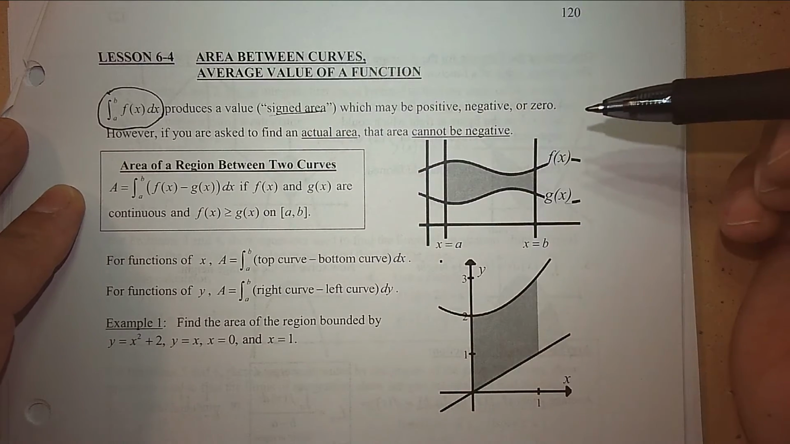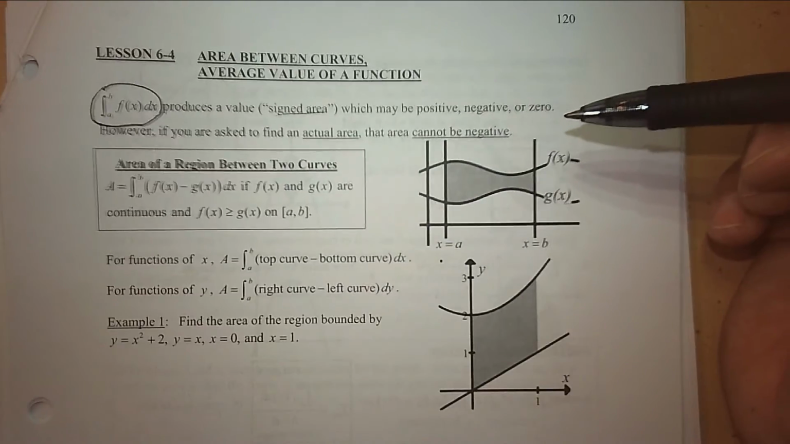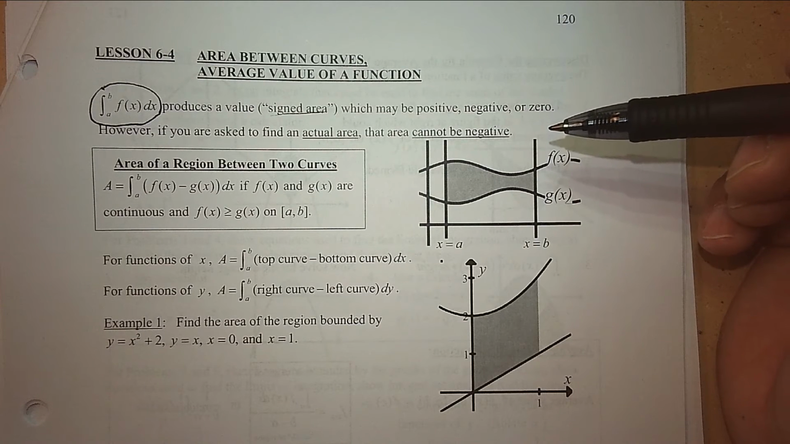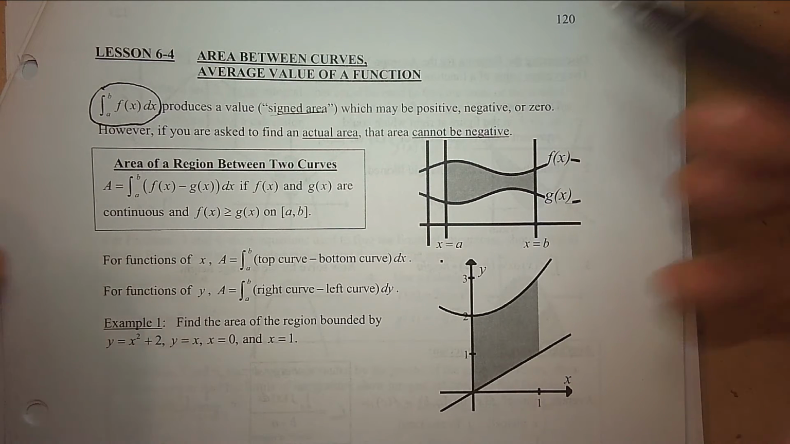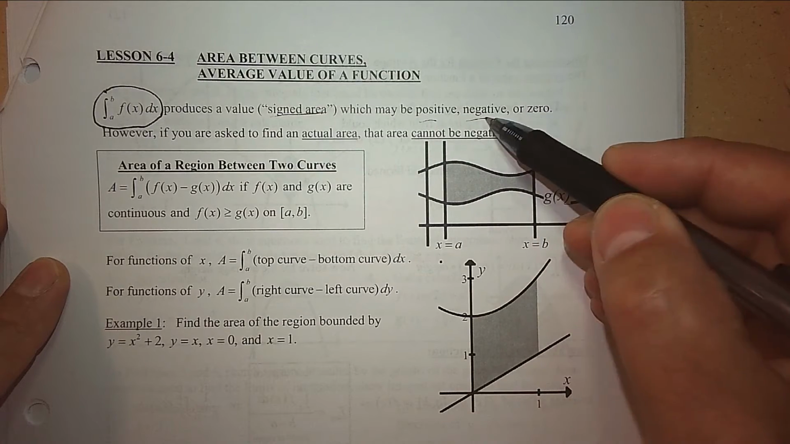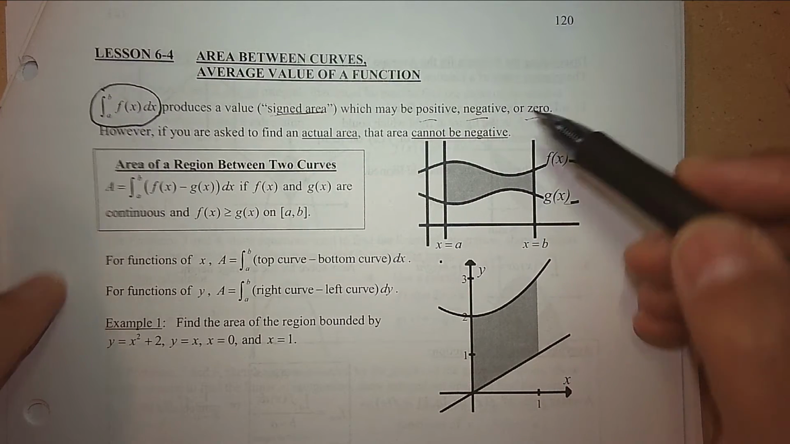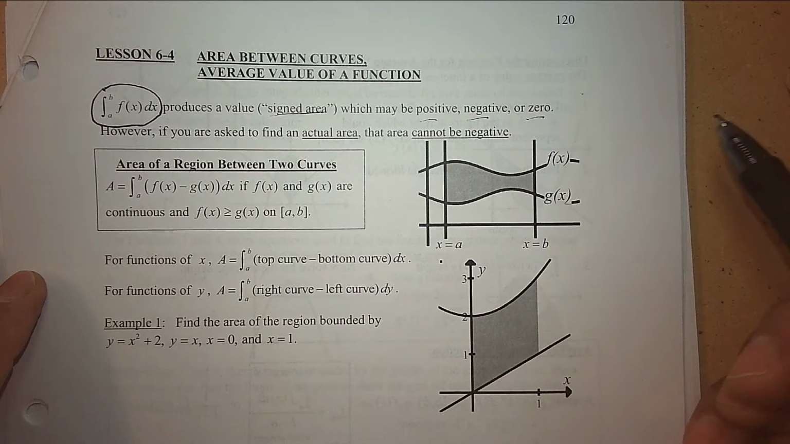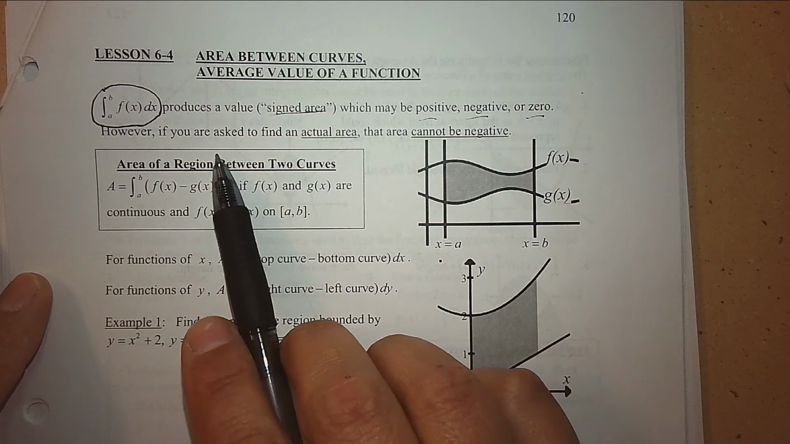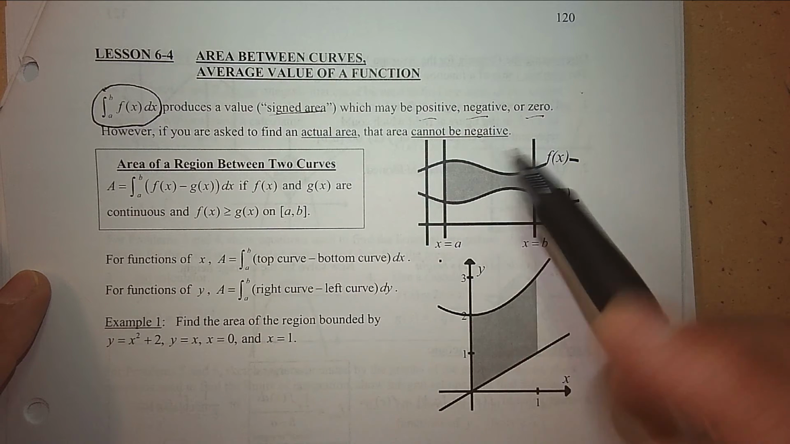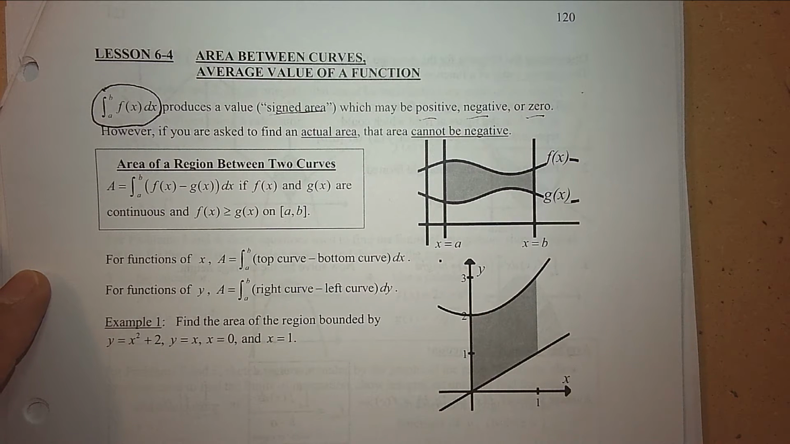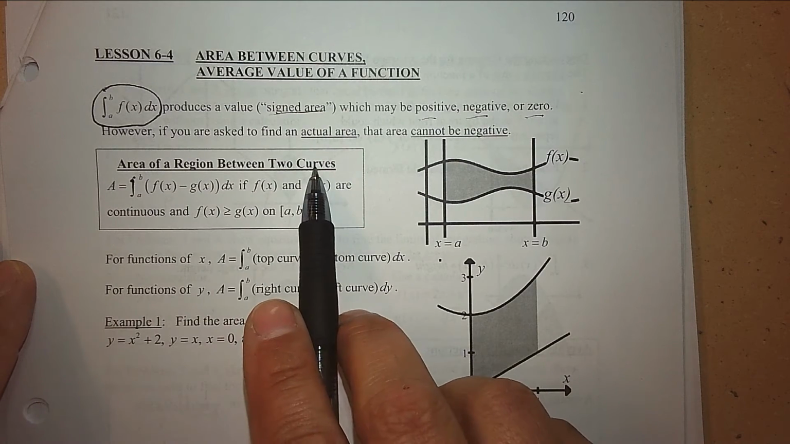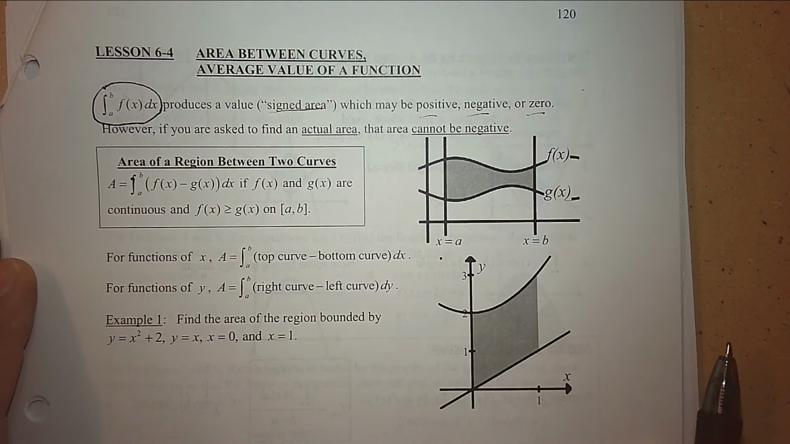What does that mean? Area above the x-axis is positive. The area below the x-axis is negative. So it might be positive, it might be negative, it might even be zero if what's above matches what's below, so they cancel each other out. However, if you're asked to find an actual area, the area cannot be negative. So, the area of a region is described here.